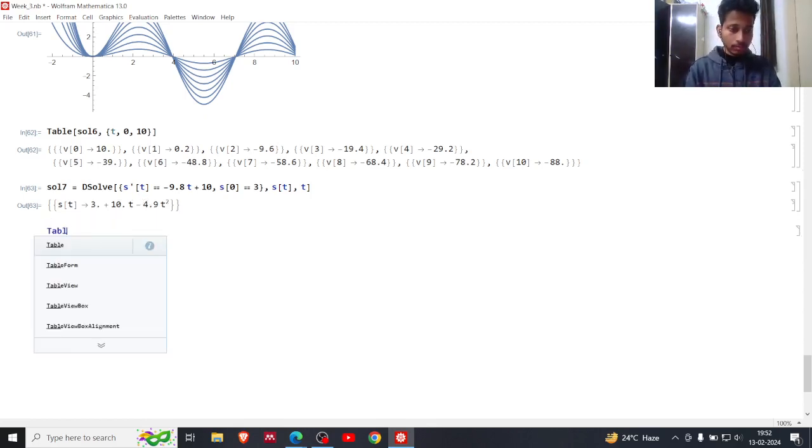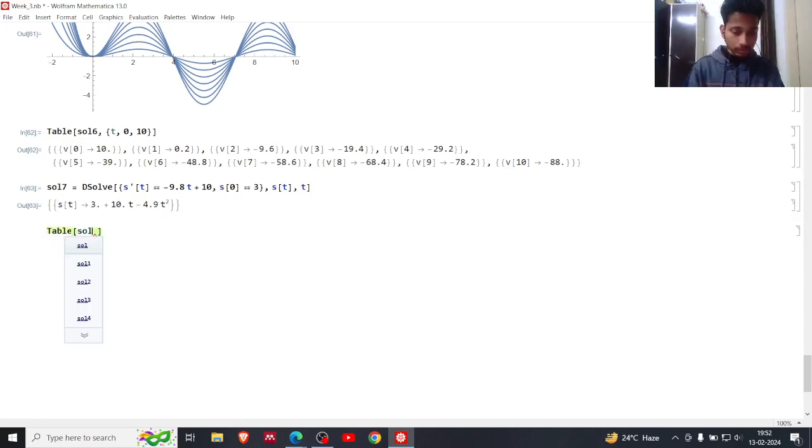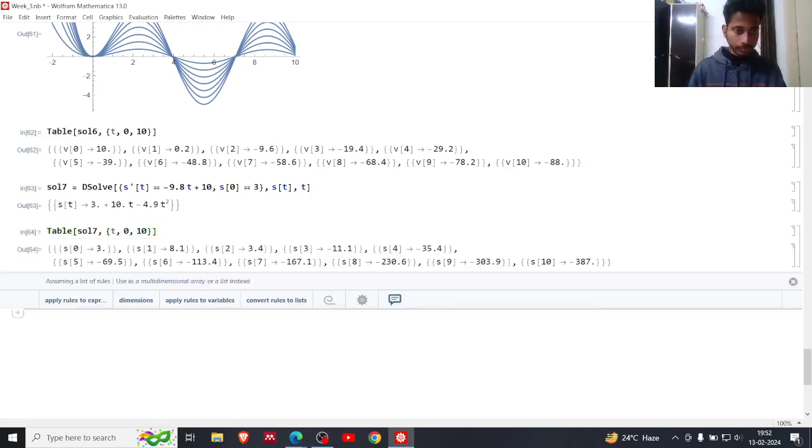Now we can do the same thing. Solve 7, t from 0 to 10. So at 0 the displacement is 3, at 1 second the displacement is 8.1, then again it is going downward basically. So at 2 seconds the displacement is 3.4, and at 3 seconds it is minus 11.1. So by here the thing should hit the ground.